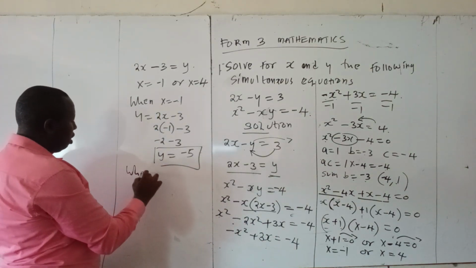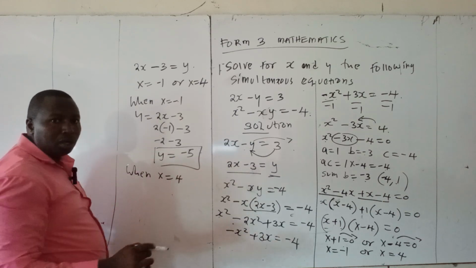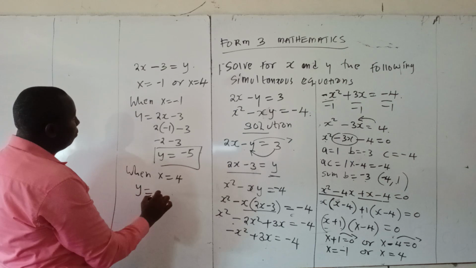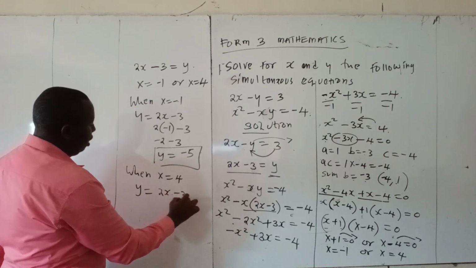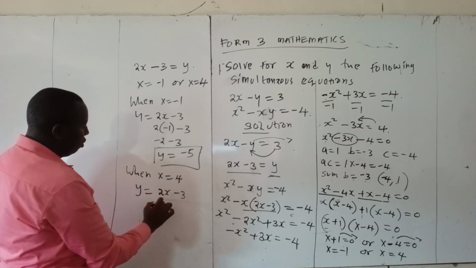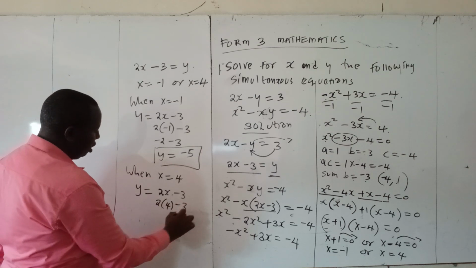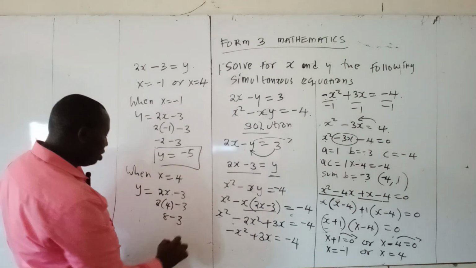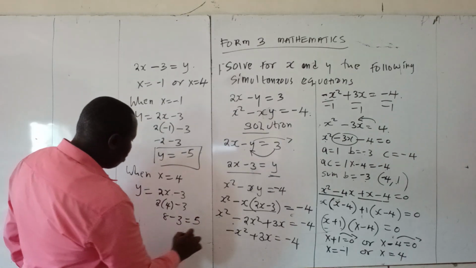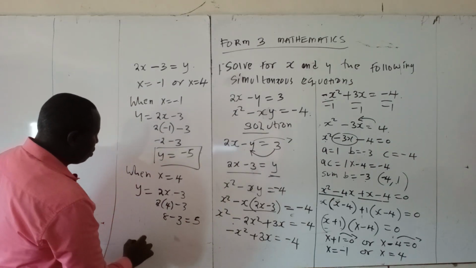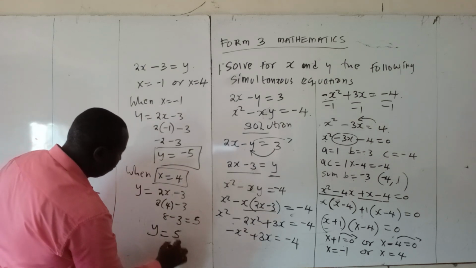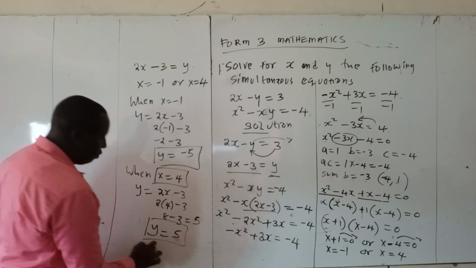When x is equal to 4, what is your y? Y would be equal to 2x minus 3. And our x is 4. So 2 into bracket 4 minus 3. So you get 8 minus 3. So in this case, you get your y is 5. So you say when x is 4, the value of y is 5.